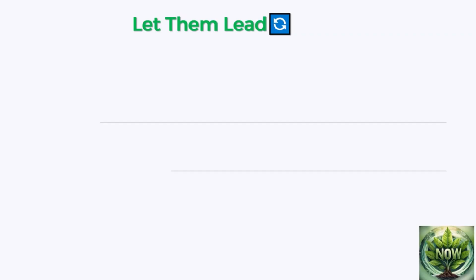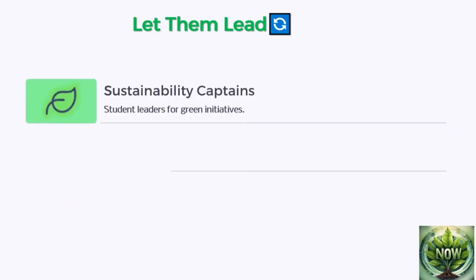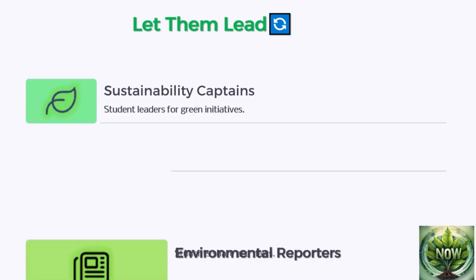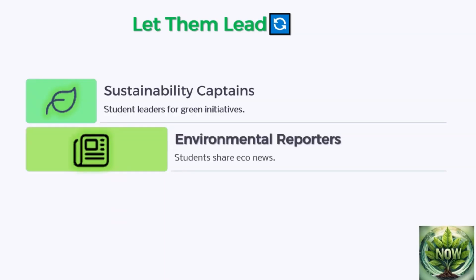You might assign them to check that recycling bins are used correctly. Remind classmates to turn off lights or devices when not in use. Monitor water usage, for example, making sure taps are not left running. Report unnecessary waste or suggest eco improvements around the school. This gives students a voice and shows them they are not just learners, but leaders.